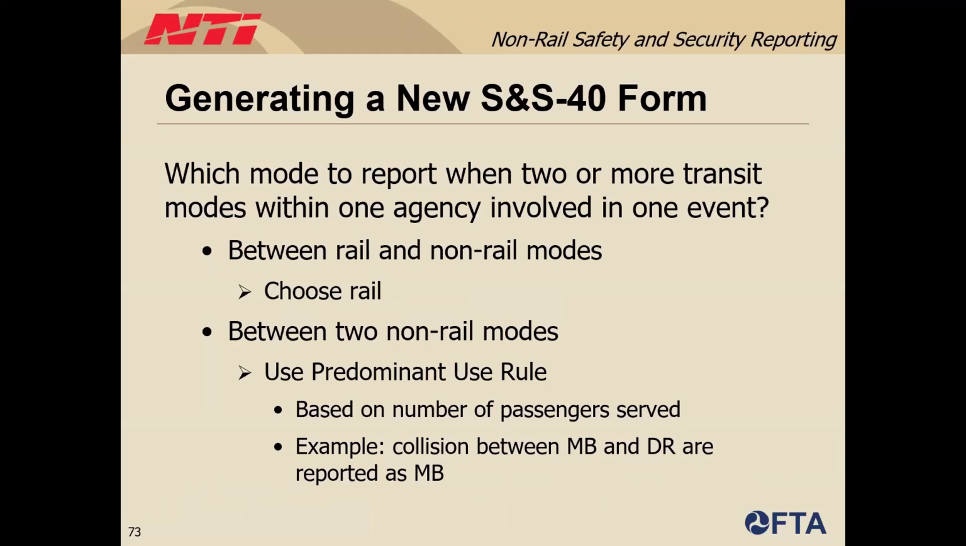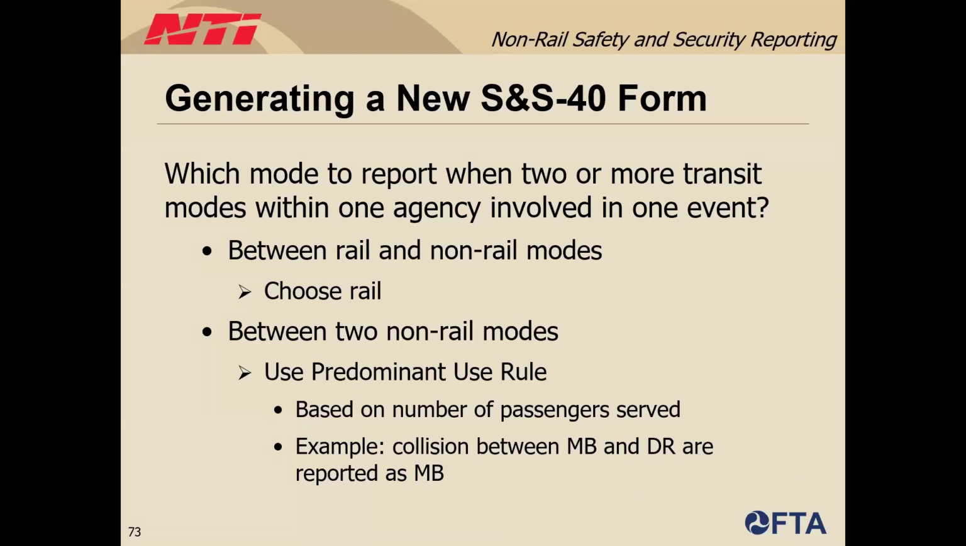If you have an event to report that includes 2 or more transit modes from your agency, how do you choose which mode to report under? If the event involved your rail mode and a non-rail mode, choose rail. For example, one of your light rail vehicles and one of your buses collide. Report the incident only once under the light rail mode.